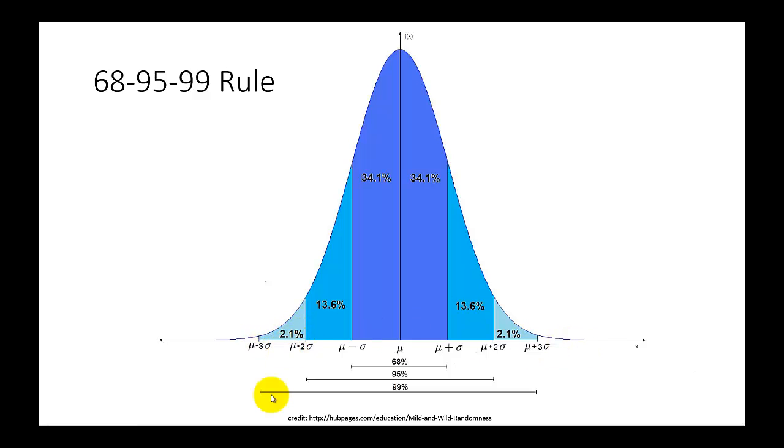So with a normal distribution, if you can figure out the mean and the standard deviation, and you go three standard deviations on either side of the mean, that represents your 99% range. 99% of the time, that variable is going to fall in that range.